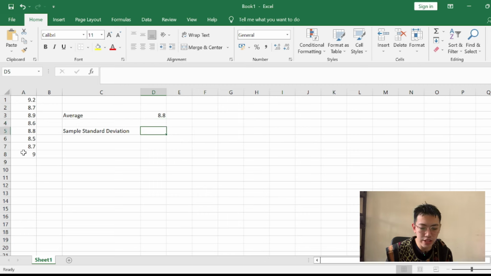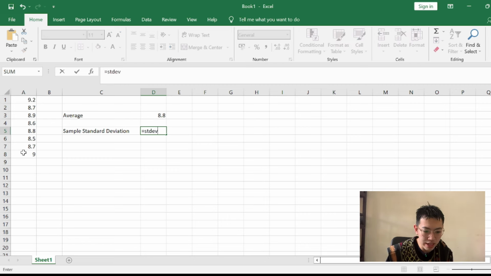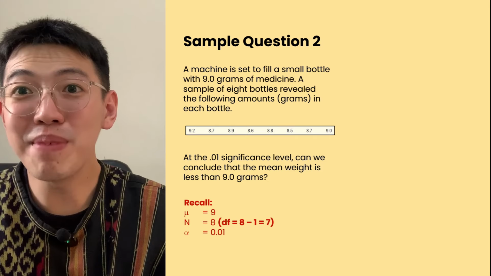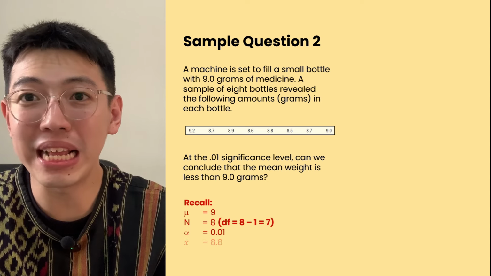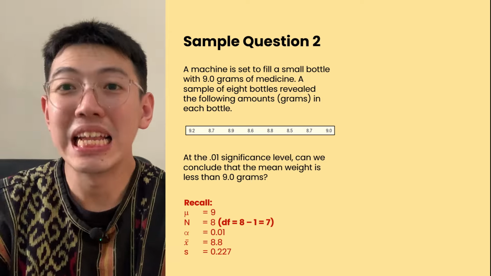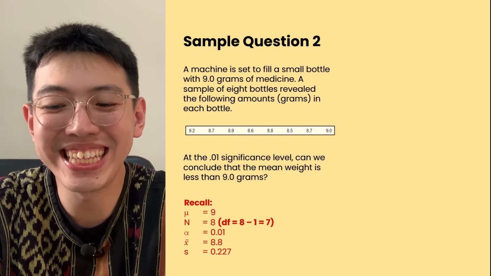For the sample standard deviation, we just input the function for sample standard deviation. It is equals STDEV.S, and then open bracket, the data, close bracket. We can find that the sample standard deviation is 0.226779, or we can round it up to 0.227. Using Microsoft Excel, we find that the x bar is 8.8 and the s will be 0.227. Now let's go to the first step, determining the hypothesis.